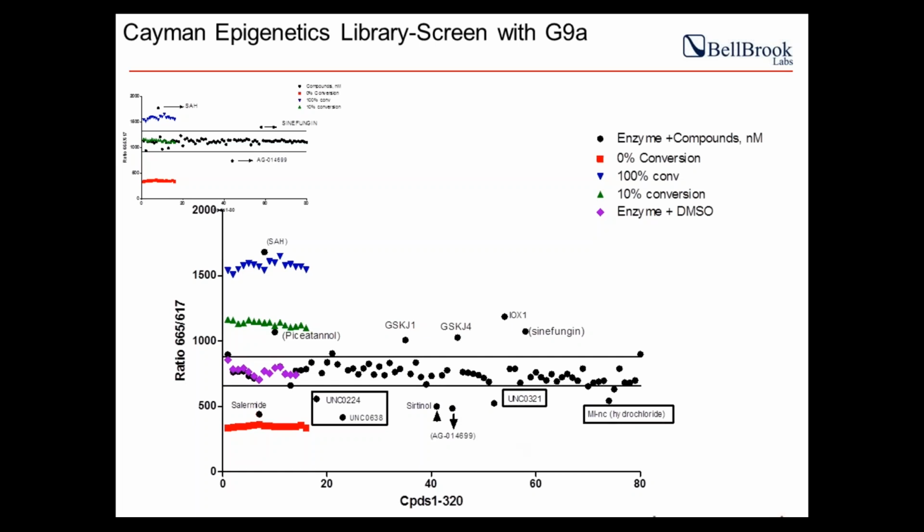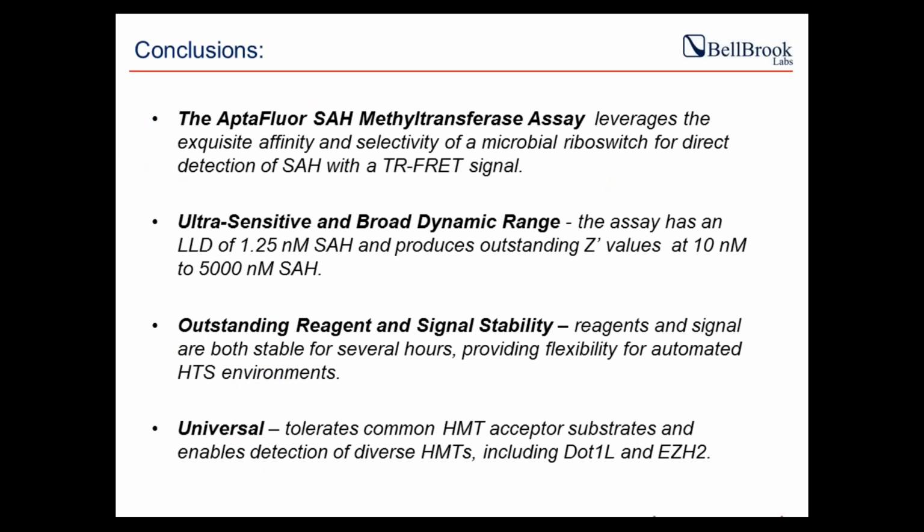So that's where we are at, and for the conclusions, the summary of today's webinar, I would say it's a unique assay. It's different. It's one of its kind. It's aptamer based, and it has really good selectivity and affinity, and it's from a naturally occurring riboswitch, and enables direct detection of SAH with TR-FRET signal, which is really popular among a lot of pharma companies. The lower limit of detection is about 1 nanomolar SAH in the enzyme reaction, and it produces outstanding Z prime values, about 0.9 at 10 nanomolar. So that's really, really great.